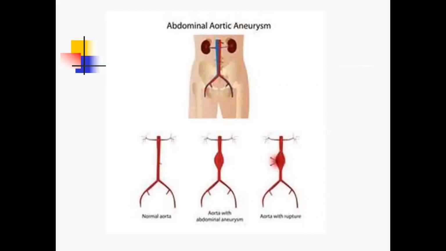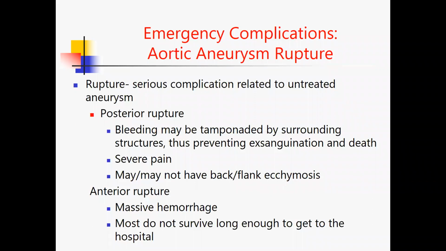When these rupture, it is a medical and surgical emergency. These folks need to get to the OR before it ruptures, realistically. When they rupture, they have serious complications related to the untreated aneurysm that they didn't go get checked out before it happened. If it ruptures posteriorly, you'll see bleeding, which may tamponade around the surrounding structures because of the pressure, thus preventing exsanguination and death. Once they open up that cavity, that's when they blow.